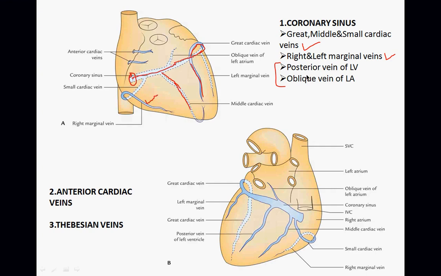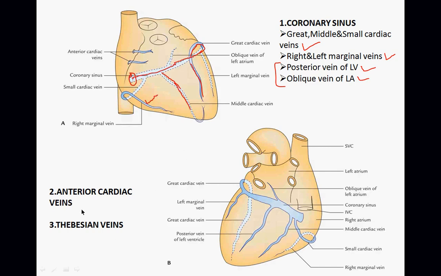Coming to the posterior vein and oblique vein of LV and LA respectively, the posterior vein of the left ventricle, like the name suggests, drains the left ventricle, mostly the sternocostal surface. And the oblique vein of the left atrium drains the left atrium, mostly the posterior part. So these are the main tributaries of the coronary sinus. All these add up to form this huge venous channel, which lies in the coronary sulcus, or you can call it the posterior atrioventricular sulcus, and it drains into the right atrium. So this is about the coronary sinus.